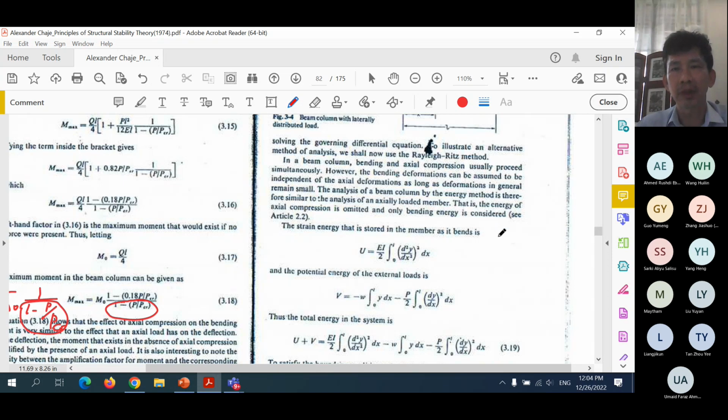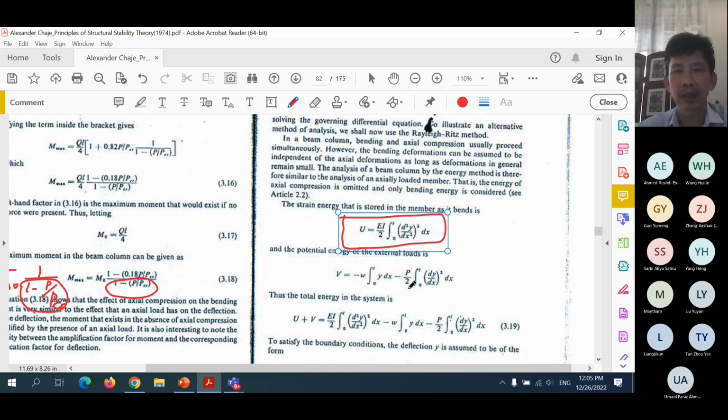So when we want to use the Rayleigh-Ritz method for a beam column, because of this assumption, provided that the deformation is small, the procedure is the same as the Rayleigh-Ritz method that we apply to a beam member. We start with the bending energy of the beam, which is given by these expressions here, which you are familiar with. U is equal to EI over 2, because EI is constant so that we can take it out, times the integral of d2y dx2 squared. This is the lateral deflection of the beam.